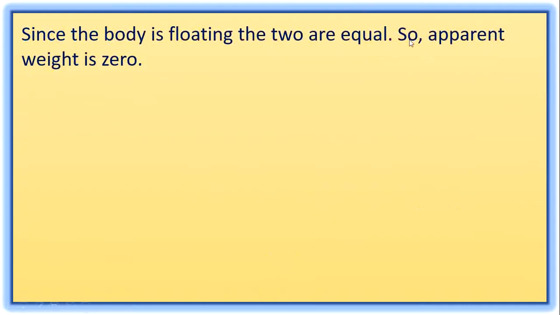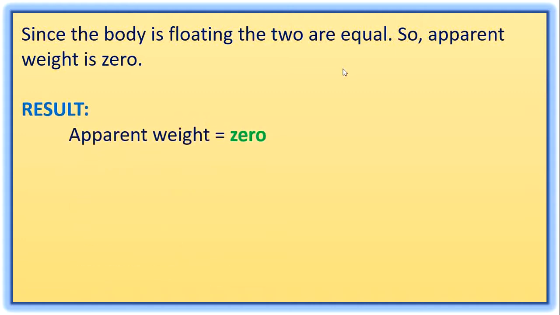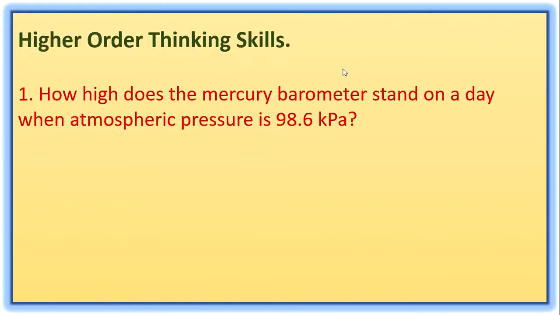Since the body is floating, the two are equal. Which two are equal? Weight of the body and weight of the liquid are equal. So the apparent weight is 0. So in result, we can write apparent weight is equal to 0.